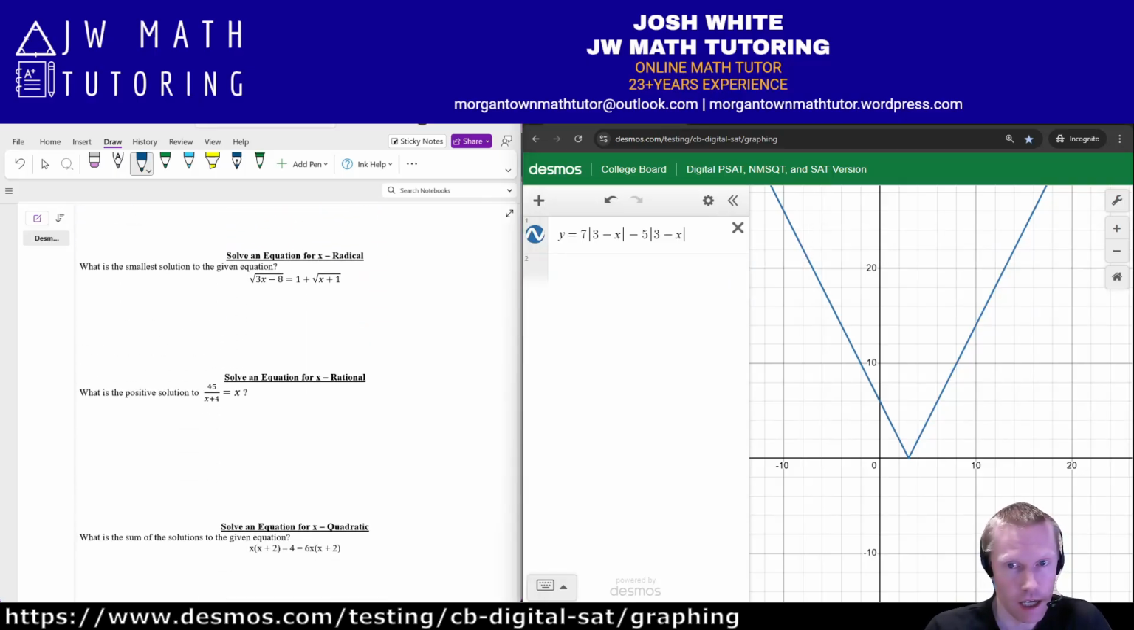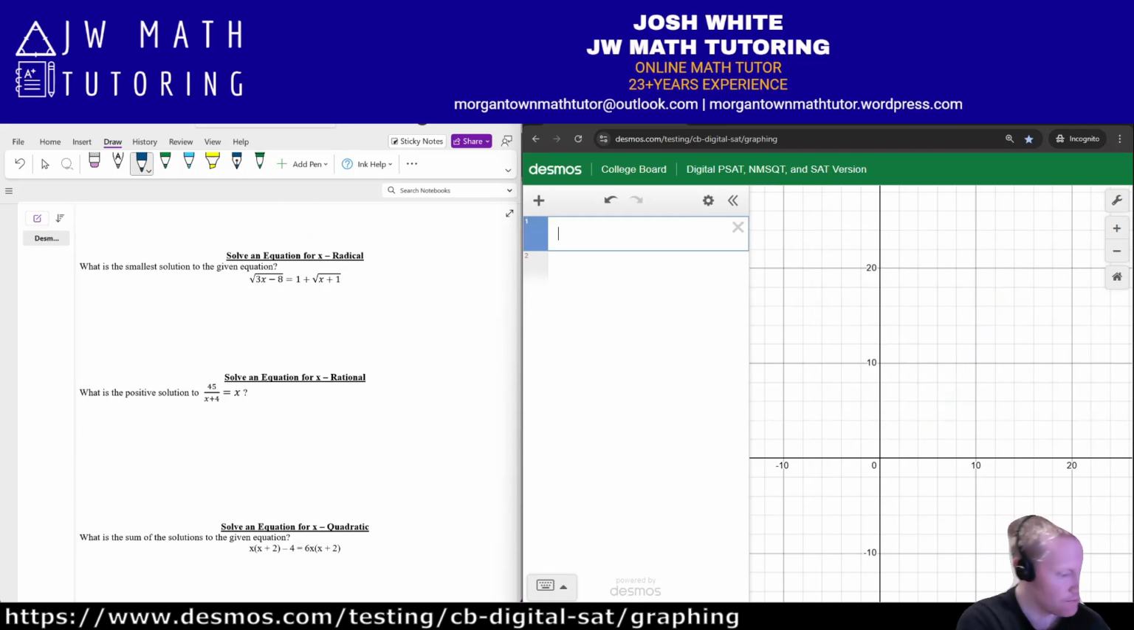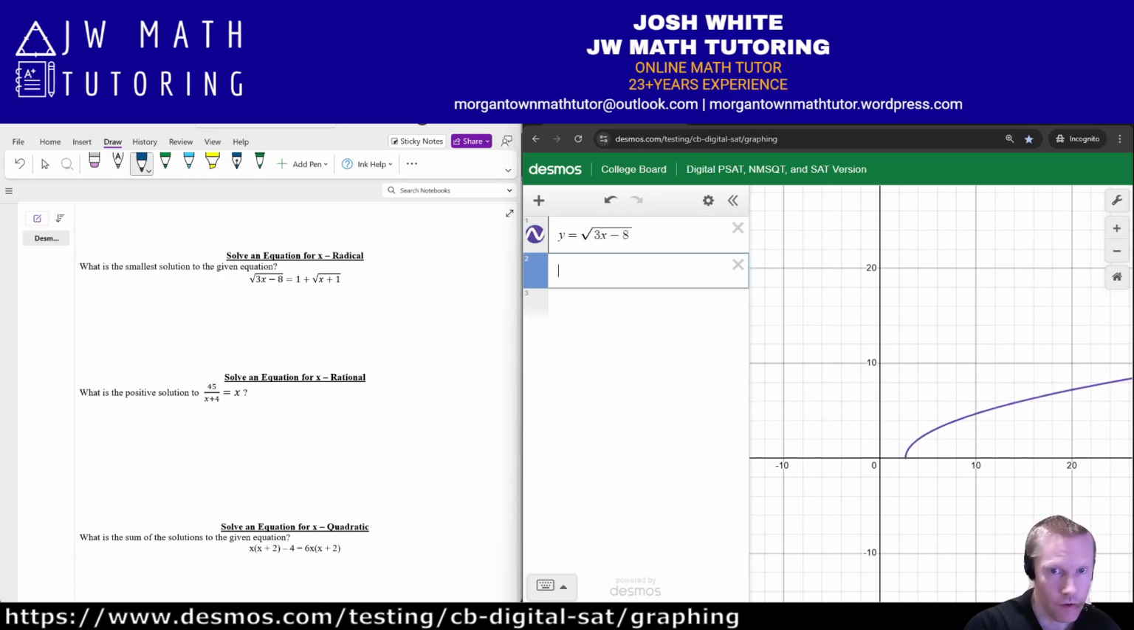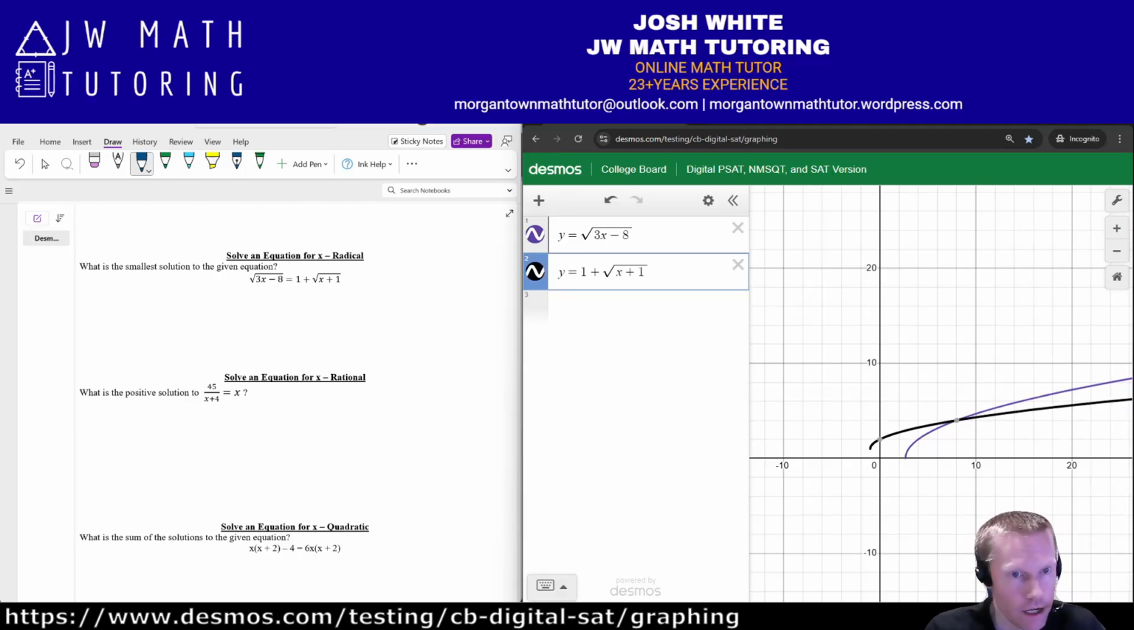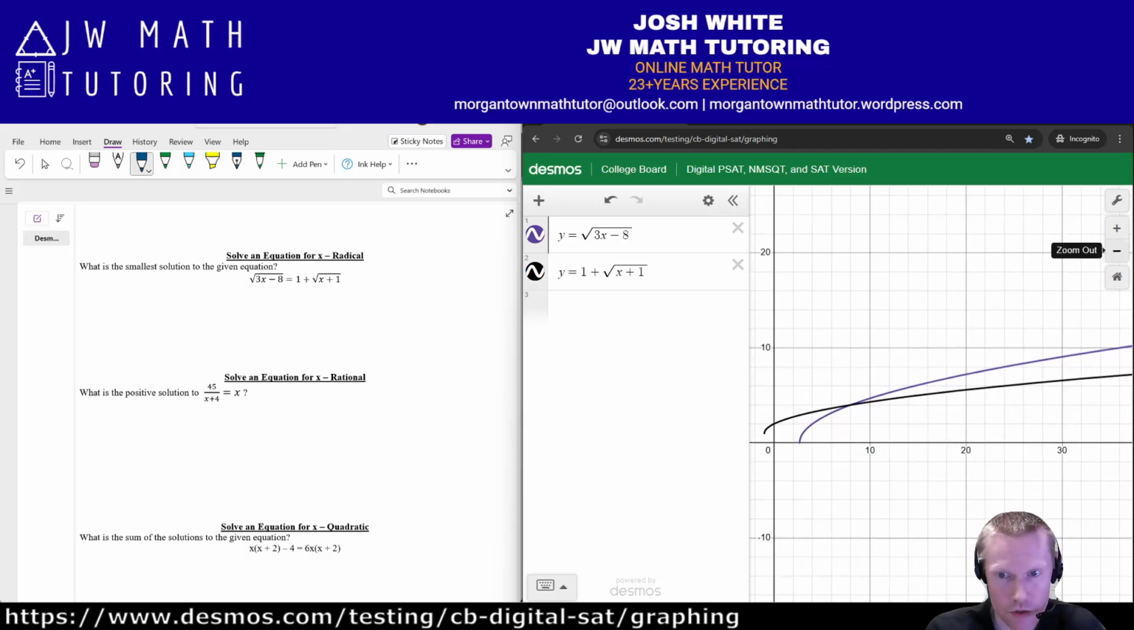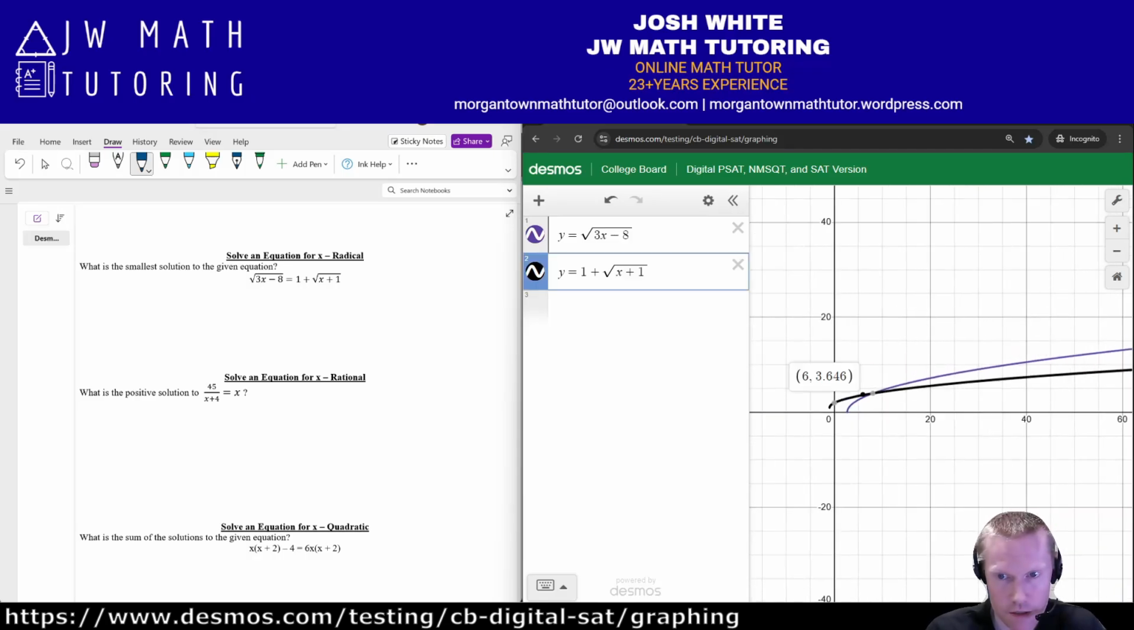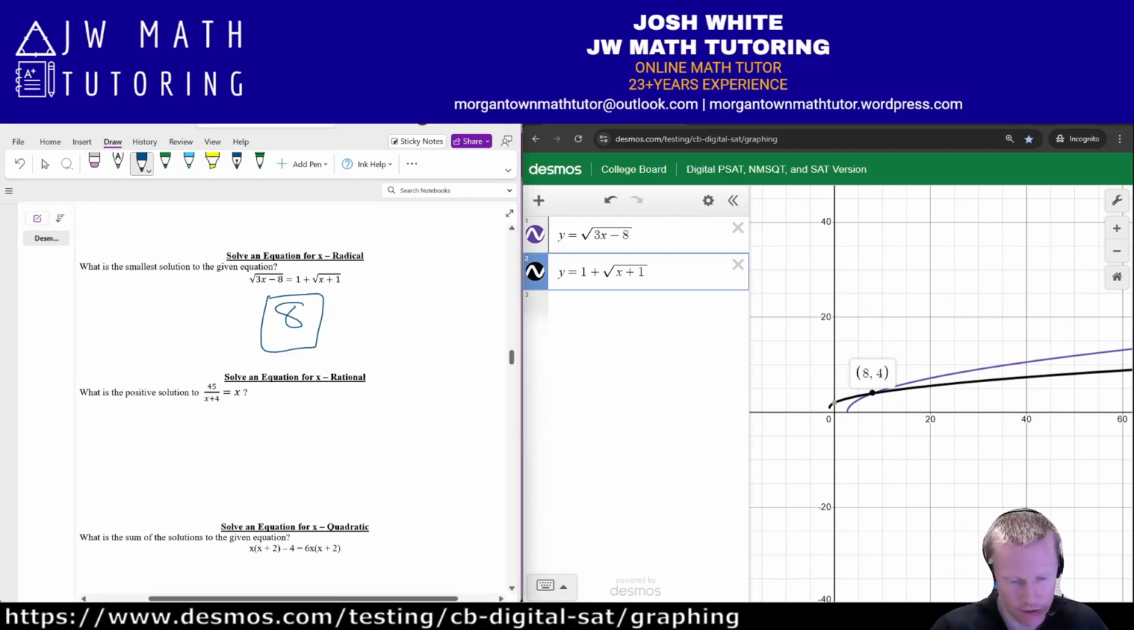All right, let's look at a radical equation next. Again, I'm going to use the first method, which is the y equals both sides. All right, so now again, I'm looking for where these two graphs intersect. So it looks like there actually is only one solution here, even though the question is worded as, what is the smallest solution? It looks like there actually is only one solution. So the correct answer here would just be 8.